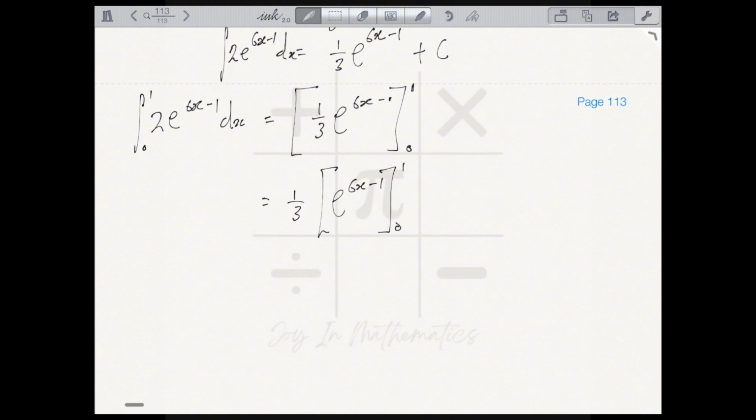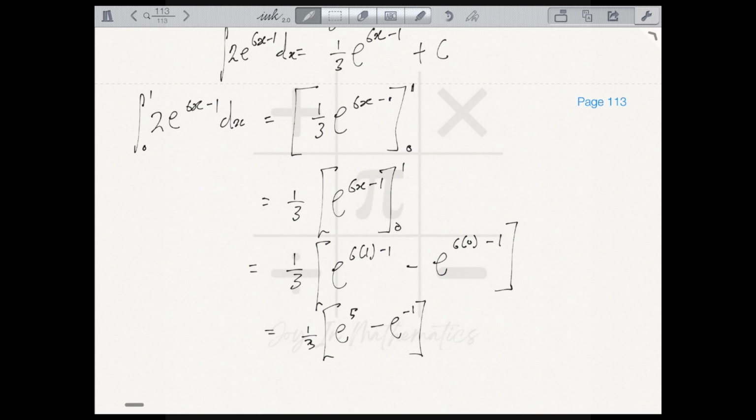So we substitute our lower limits and we substitute our upper limits. So that's 1 over 3 exponential 6 into 1 minus 1, minus exponential 6 into 0 minus 1. And this will give us 1 over 3 into exponential 5 minus exponential minus 1. And this will give us 49.35.